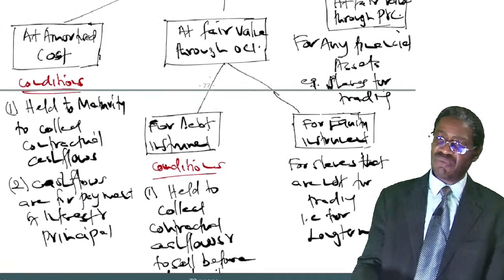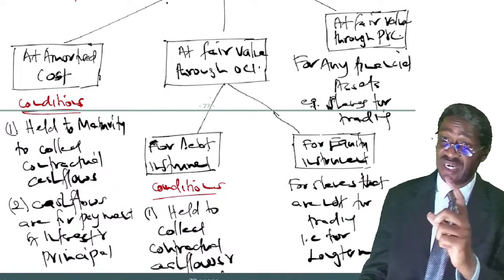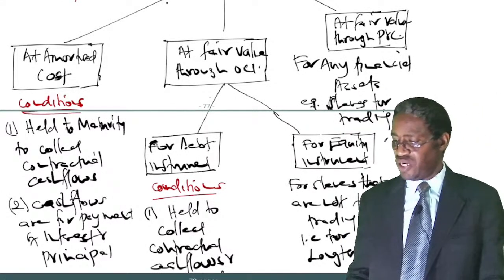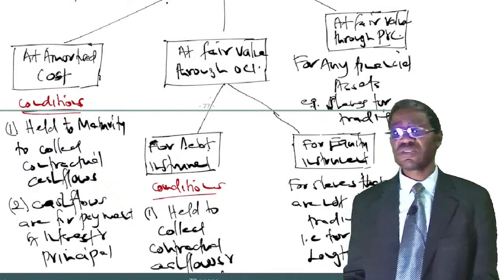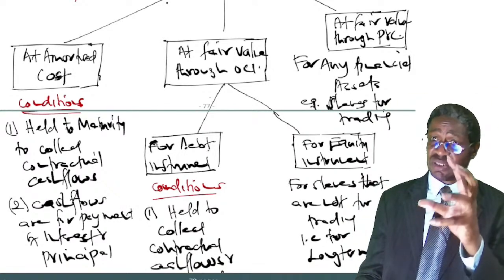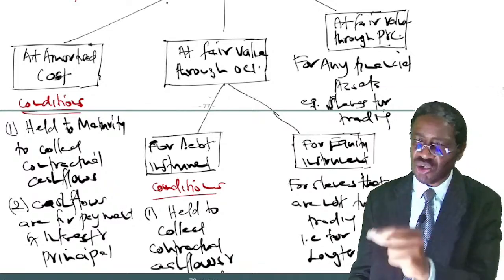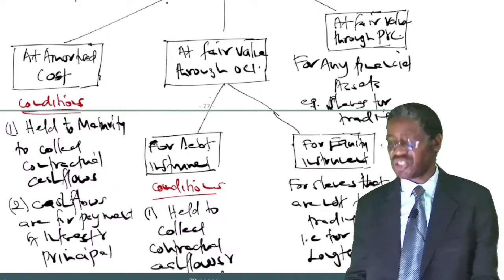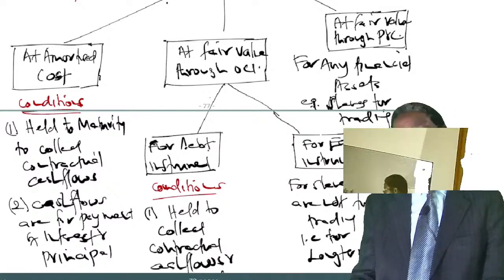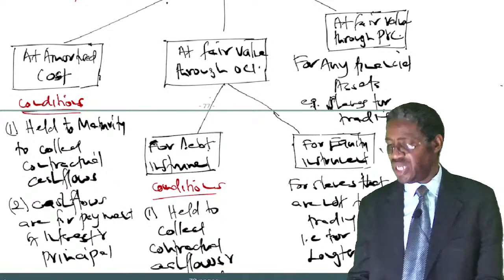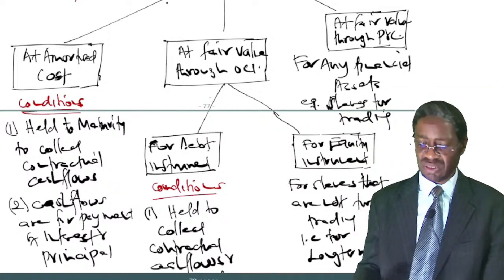Then you can now come to the last category, the one at fair value through P&L. Put down below that: for any other financial asset, e.g. shares for trading.